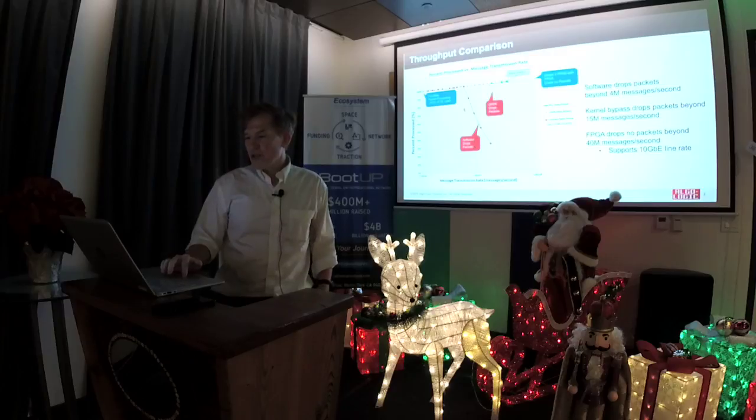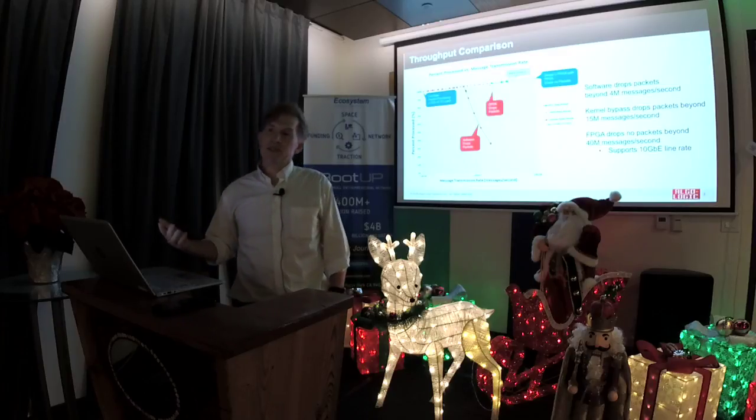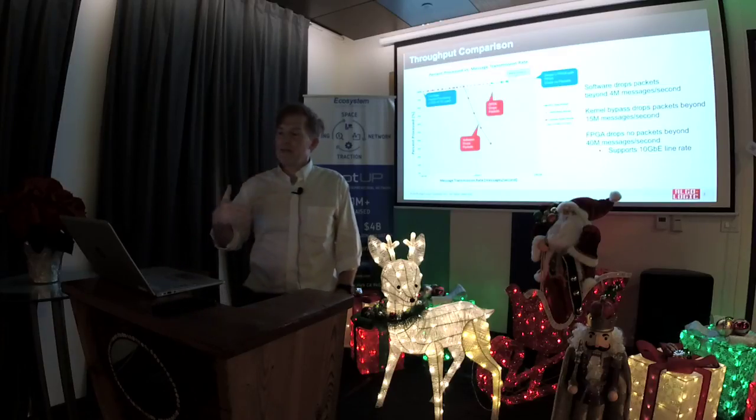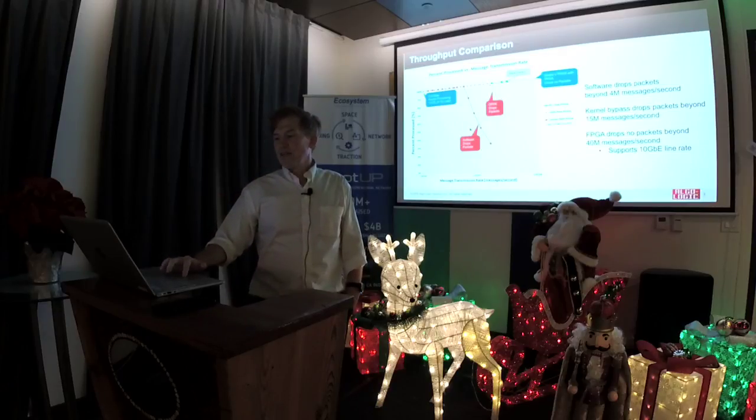The software starts dropping first. This is a log scale down here. At about 4 million messages per second, we saturated our Linux i7 server, where at that point any load beyond that was just lost packets. Here we can see we start dropping at about 4 million.